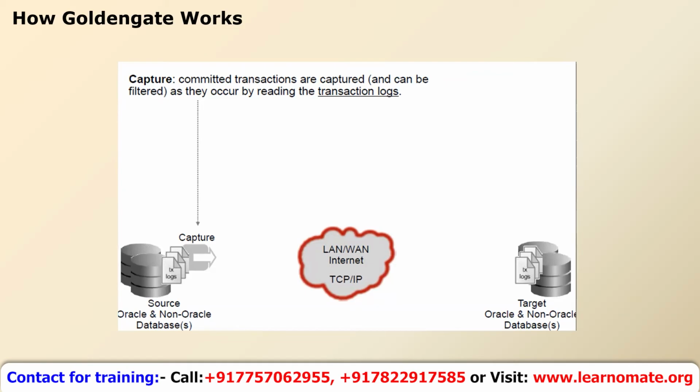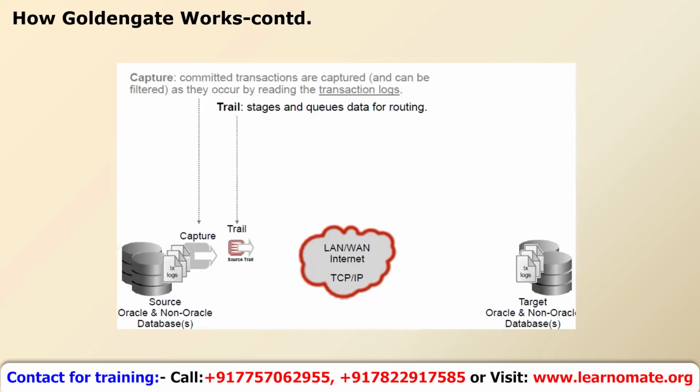So extract and capture process are used interchangeably in GoldenGate. In the same way, the terms delivery and replicate are used interchangeably. So when we say capture, it means extract, and when we say delivery, it means replicate, or vice versa. So you configure the GoldenGate extract process, which reads the committed transactions from the source database transaction logs and writes them to the local trail files.